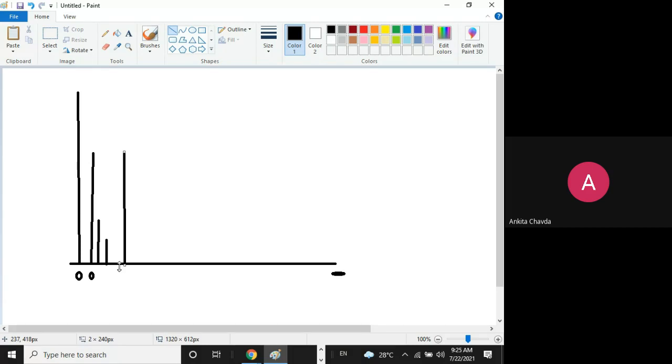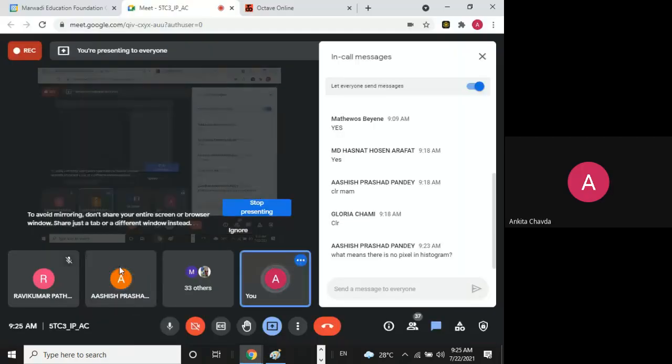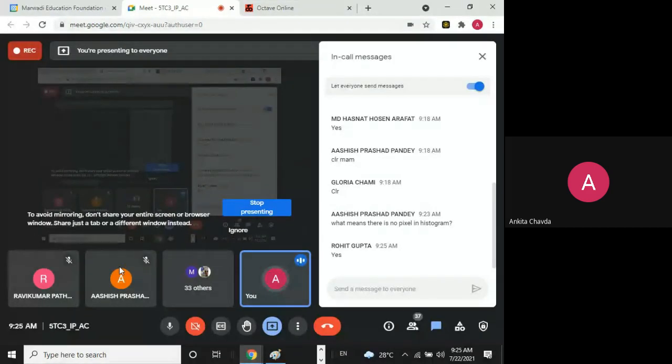If you have a pure white image, what should your histogram look like? All your pixels would be at 255. Say yes or no. It's very simple. Yes, ma'am. Got it. And if it is a black image, then all the pixels, whatever 500 cross 500 pixels there are, are on the zeroth level. All the 500 cross 500 pixels.